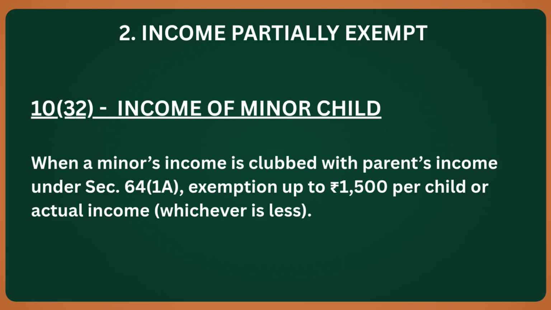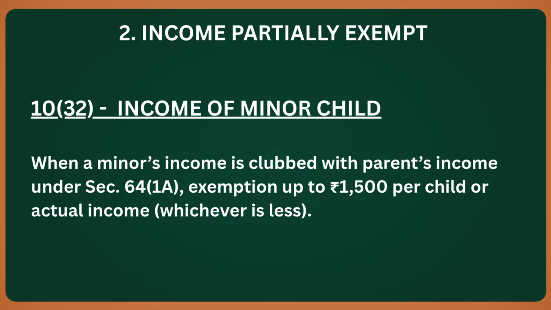Now, let's look at income that is partly exempt under Section 10. Income of a minor child, Section 10, subsection 32. According to the Income Tax Act, the income earned by a minor child is generally clubbed with the income of the parent under Section 64, subsection 1A. However, to give some relief, the law provides a small exemption.